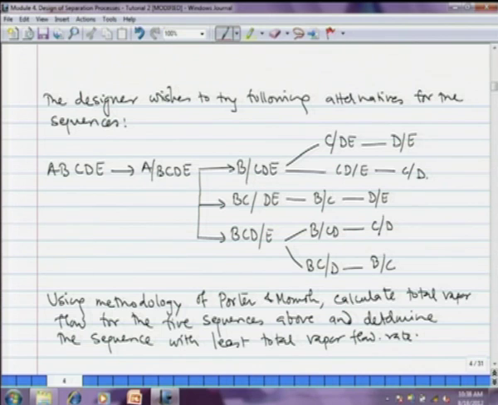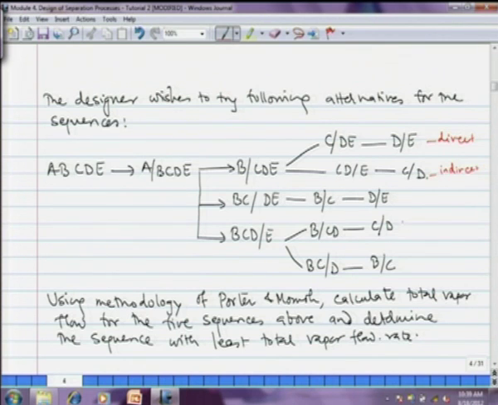ABCDE going first to separate A from BCDE, and the quaternary mixture of BCDE is split in direct and indirect sequence, in both ways. First B being separated from CDE, then C being separated from DE, and then split of D and E. So, this is the direct sequence. Then the other way around, first is the separation of B in direct sequence and CD is separated in indirect sequence. Then we have an equimolar split between BC and DE, and then the binary mixtures of BC and DE are split separately.